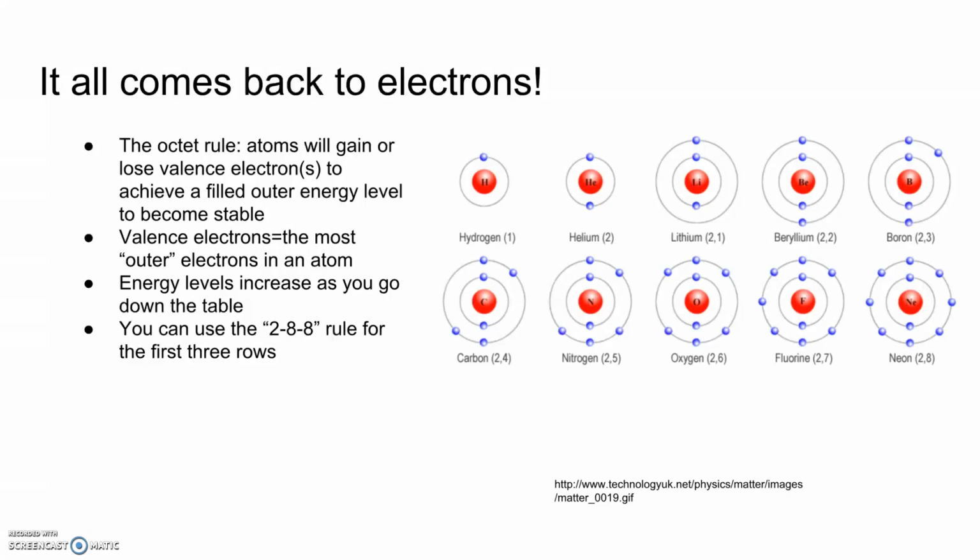When we're talking about this rule, I will tell you this. It really only works for the first 3 rows in the periodic table. So just keep that in mind. You can use it a little bit further, but I will tell you when we're talking about the transition metals, you can't predict those charges very easily. Again, we'll talk about that more later.